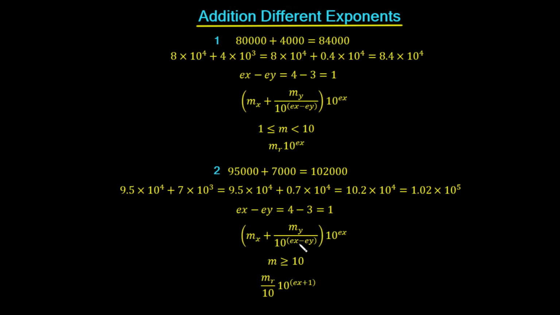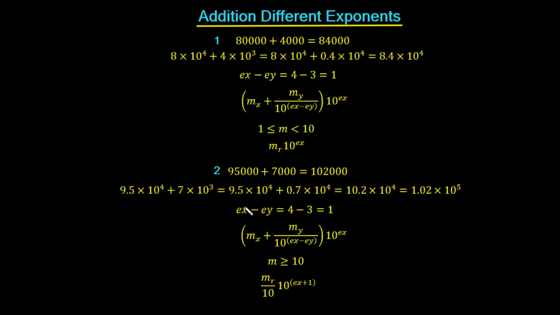So normalising the answer, we take this value here, which we call mr, and we divide it by a factor of 10. So this is us dividing the 10.2 by a factor of 10 to get 1.02. But then we're going to have to increase the exponent by a value of 1. So again, you can see we've increased the exponent here by a value of 1 from 4 to 5. Now, that's an example of the two possible normalizations that we're going to have to do whenever we do addition.